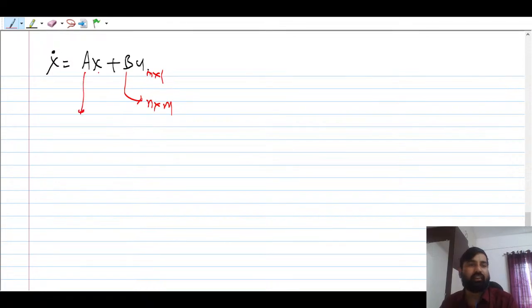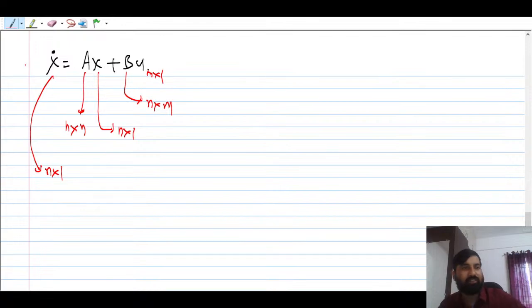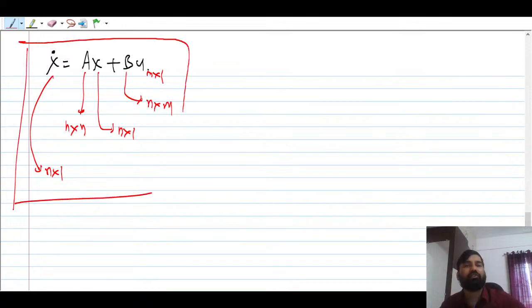And suppose x is n cross 1. So your A should be n cross n. Then the overall matrix is going to be n cross 1, so it should be n cross 1 only. I hope this makes sense. You can add two matrices only when both matrices have the same size. If the size is not the same, you can't add them.